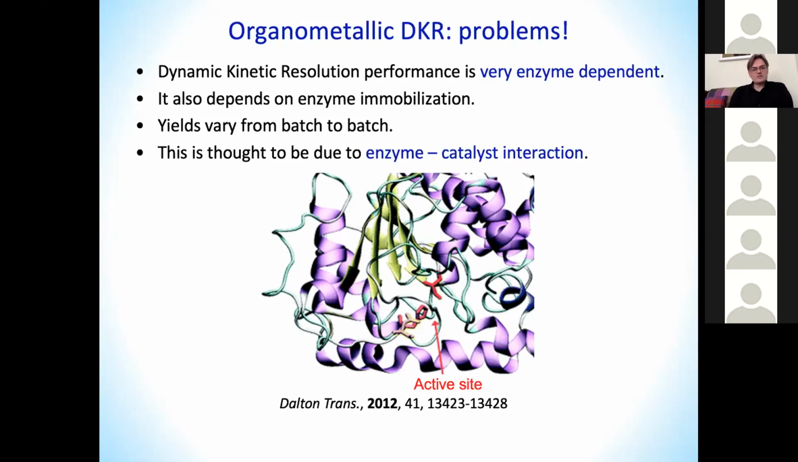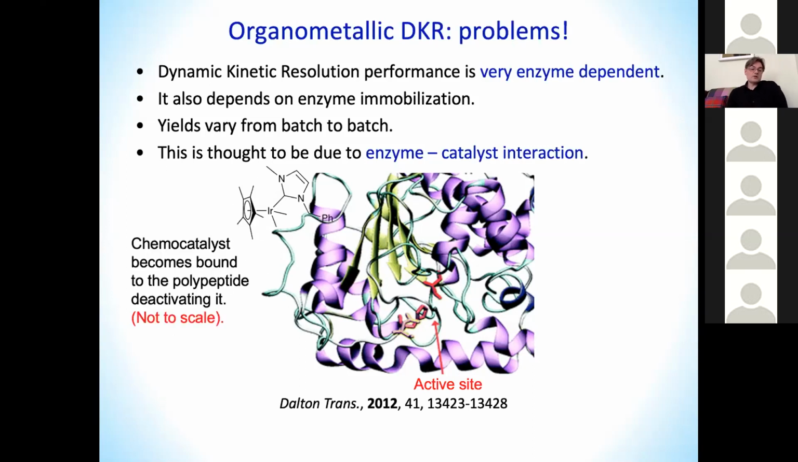We believe that this is because of an enzyme catalyst interaction. So I've got a little cartoon here. Here's our nice enzyme. It's all happy. It's sitting in solution. And then you dissolve in your organometallic complex. That organometallic complex, by its very nature, has to be labile to be a catalyst. And it can find groups on the polypeptide that are exposed, and it can react with them, and it can become poisoned. This is obviously not to scale.